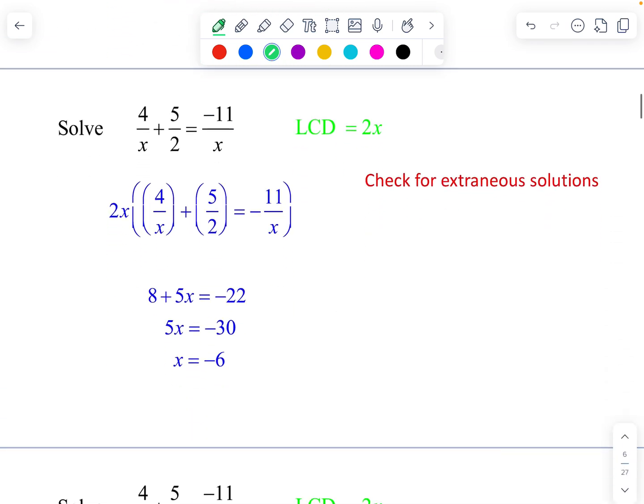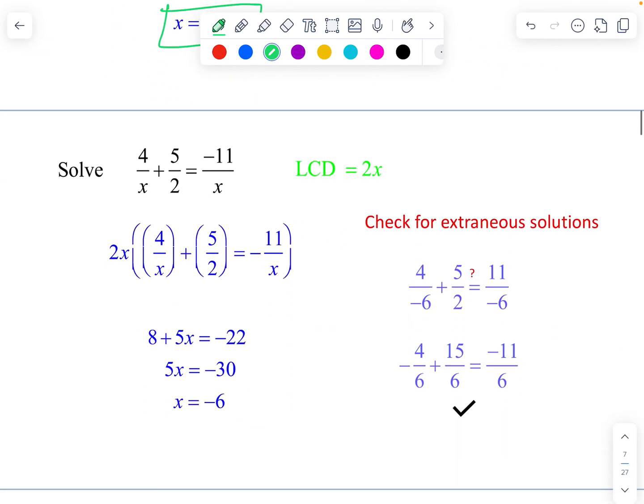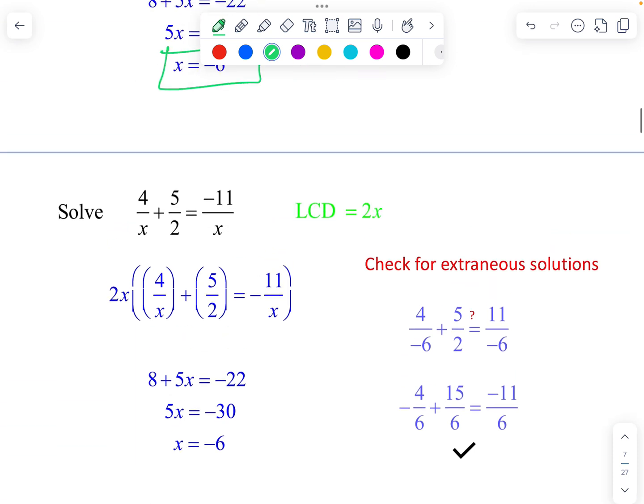You do have to check for extraneous solutions in this section. So that means we need to plug in our answer of x equals negative 6 everywhere we see x in the equation and see if our two sides of our equation balance. So here's our work for checking for extraneous solutions. Everywhere I see x in this original problem, I'm plugging in our answer of negative 6. And I'm testing, are those two things actually going to end up equaling?